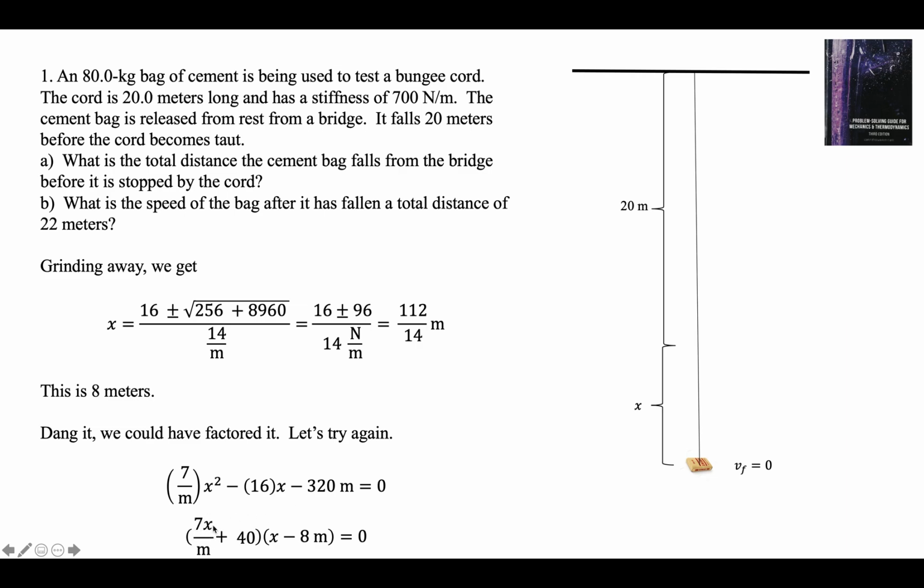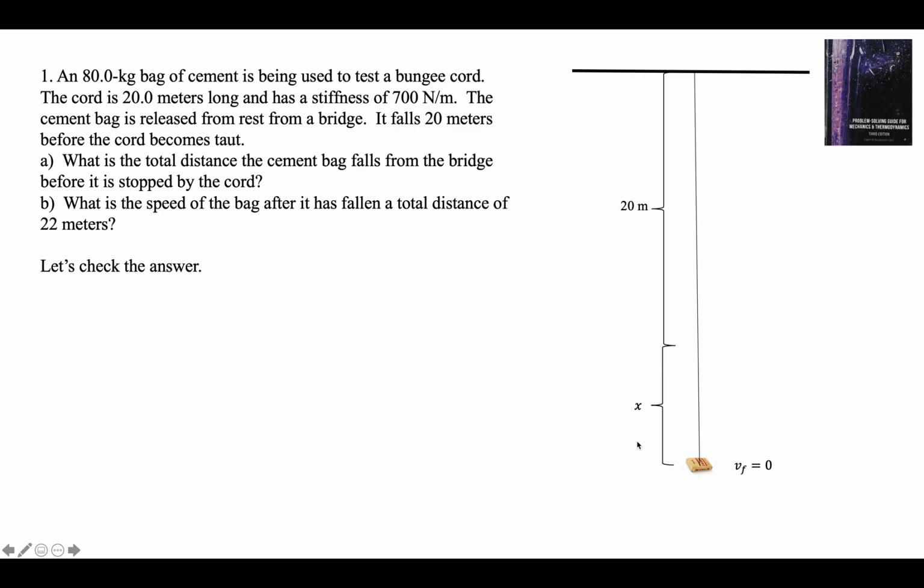Let's get the cross terms. 7x over meters times minus 8 meters. The meters cancel. That's minus 56x. The inside is 40x. We have 40x on the inside, minus 56x on the outside. Ooh, that's minus 16x. Minus 56 plus 40, minus 16. It worked. Dang. I was never very good at factoring.